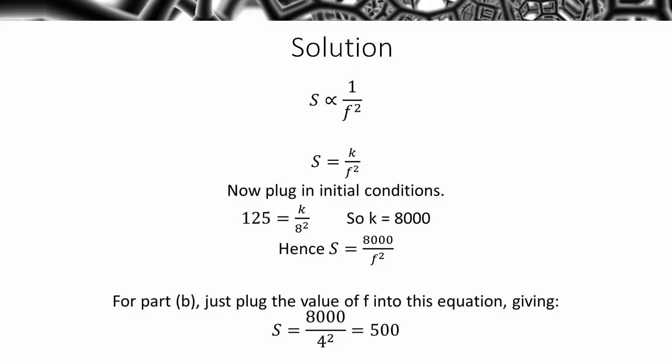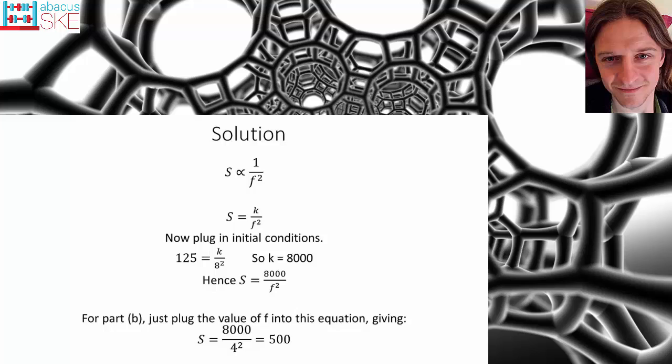Thus I can now have the equation which they asked me to obtain, which is that s equals 8,000 over f squared. And now I can answer part B, because in part B they asked me to find the value of s when f equals 4. Simply plug it in and you've got s equals 500. I hope that makes sense.